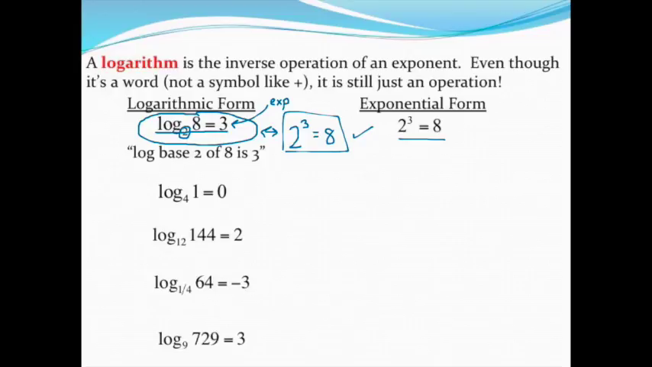So my next equation says log base 4 of 1 is equal to 0. If I want to write that using exponential form, 4 is my base. The answer to a logarithm is an exponent, so 0 is going to be my exponent. And then I'll put that equal to 1. And of course I could check that: 4 to the 0 power, anything to the 0 power besides 0, is equal to 1. So that's true.